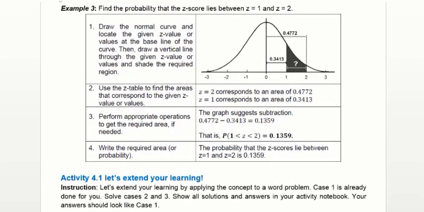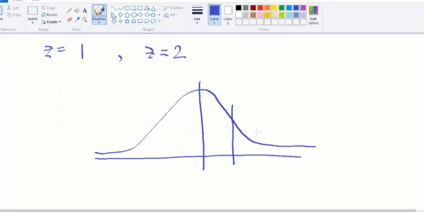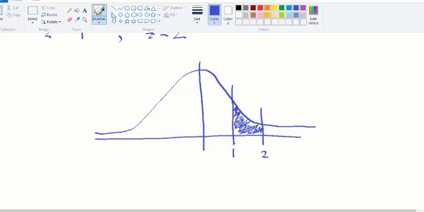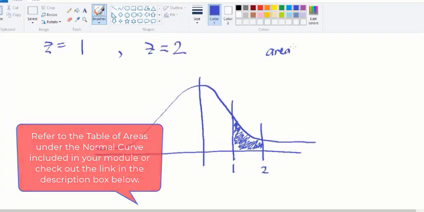Find the probability that the z-score lies between Z equals 1 and Z equals 2. So, it is here and here. This is 1 and 2, and it is in the middle. If we look for the area of 1, the area of 1.0 in the Z table is 0.3413.